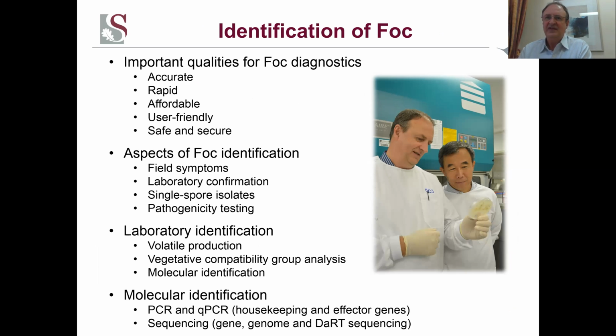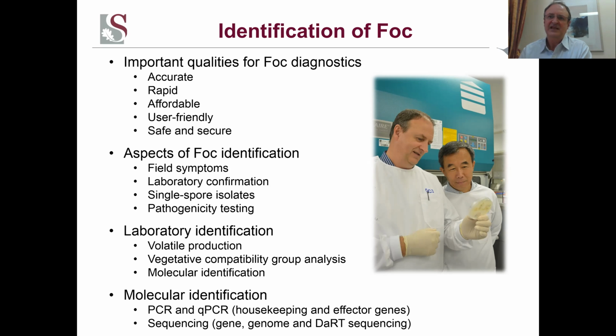And it's also important that if you find TR4, for instance, in a new country, that you also use more than one test to identify that fungus and not just report it on the first test that you are doing. It has to be rapid. One cannot wait 3 weeks or 2 months to identify something. Some of these tests are taking much longer than others. For instance, VCG testing is not a quick test. It has to be affordable.